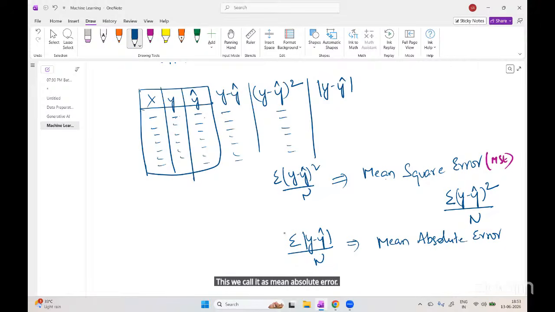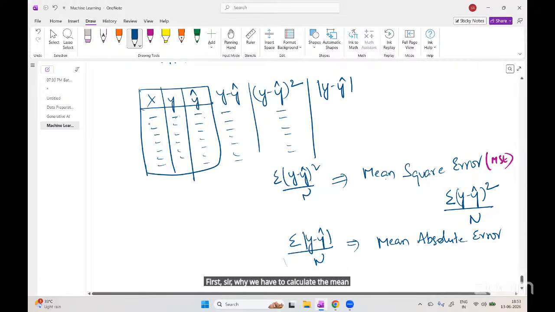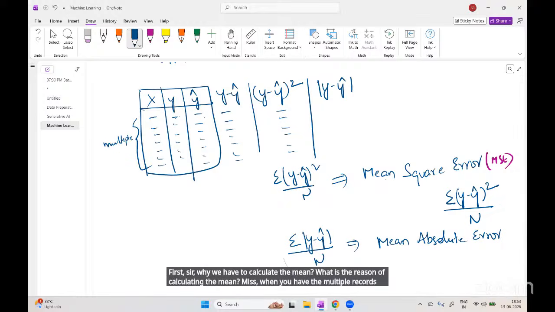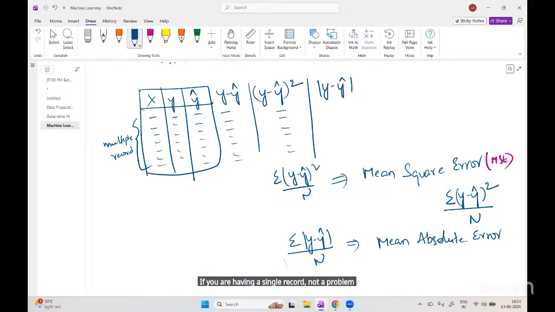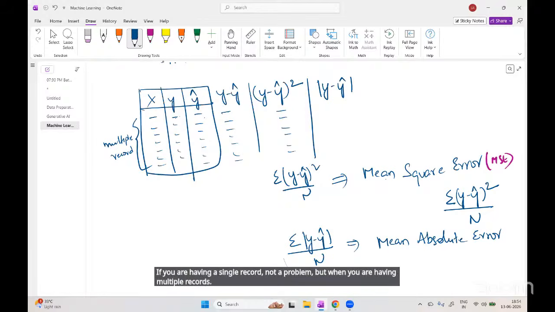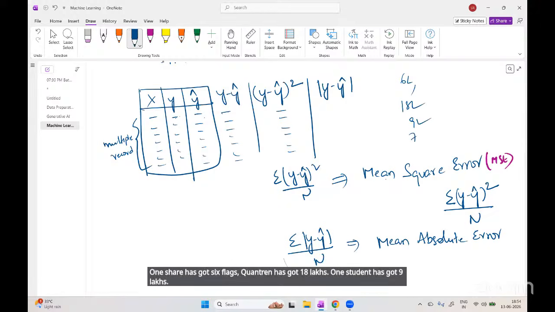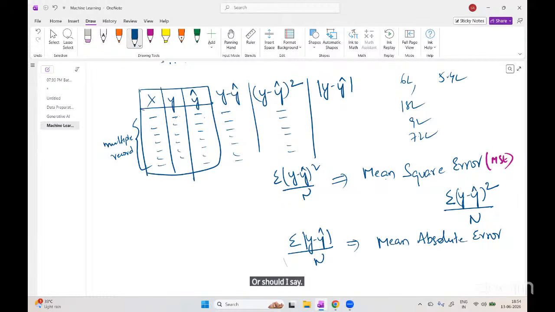Why do we have to calculate the mean? What is the reason for calculating the mean? When you are having multiple records, if you are having a single record, not a problem. But when you are having multiple records, always we have to calculate with the mean. Why, sir? Very simple. For example, in this class, what package values have the students got? One student has got 6 lakhs. One student has got 18 lakhs. One student has got 9 lakhs. One student has got 7.2 lakhs. One student has got 5.4 lakhs. Should I say each and every student's package numbers, or should I say what is the average package?